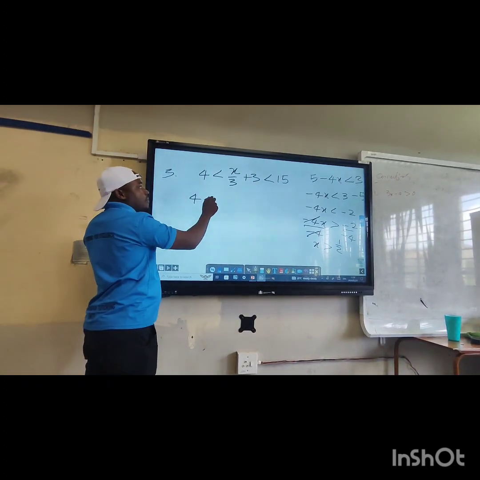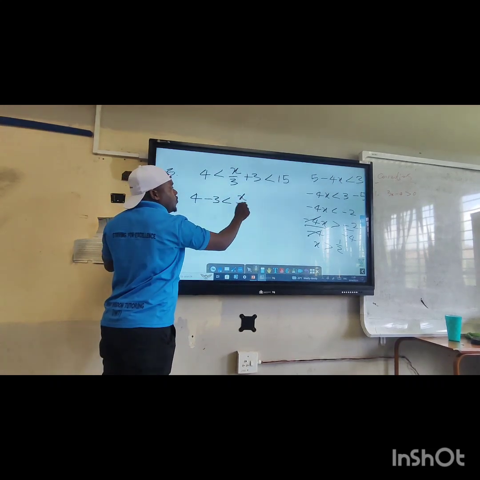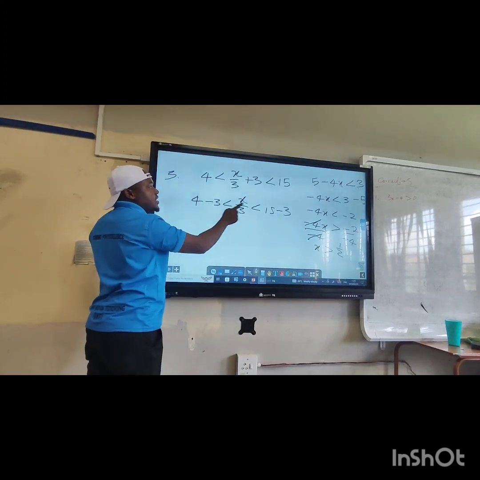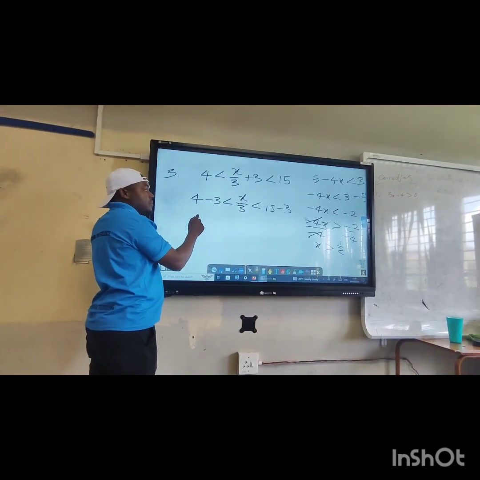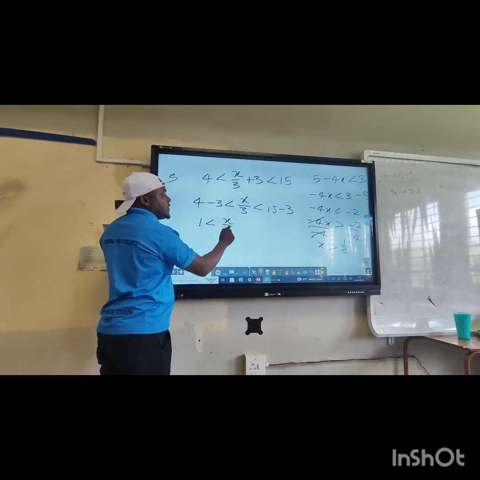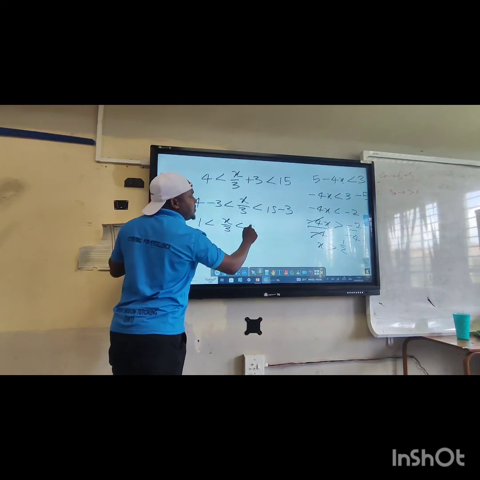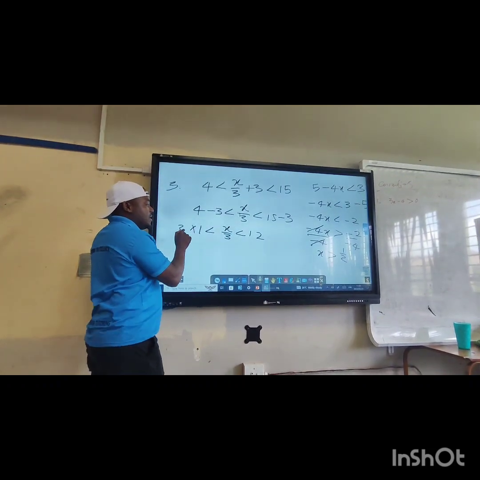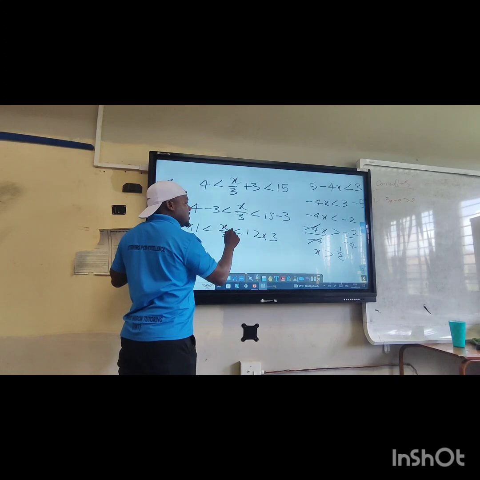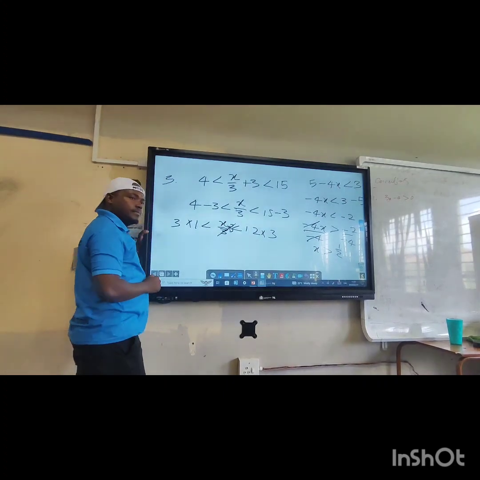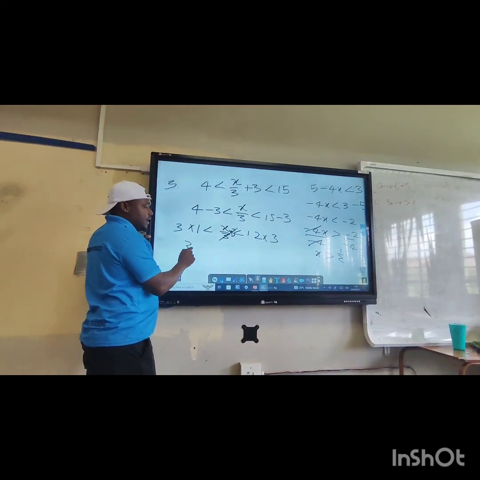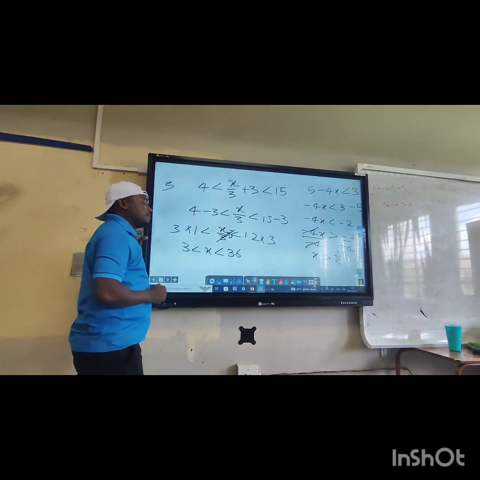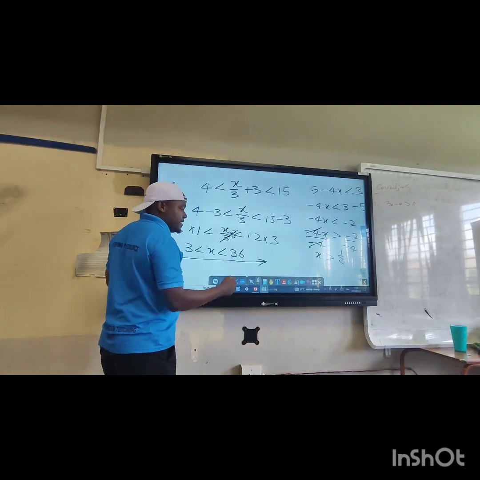So I'm going to say 4 minus 3, x over 3, 5 minus 3. So I minus the 3 both sides. And then this becomes 1, x over 3, and it becomes 2. Then I multiply both sides by 3 to remove this 3. So I multiply this side, and also the middle, so that it can cancel. And then I'm going to have what? 3 is less than x, which is less than 6. And then this will be your answer. Right?